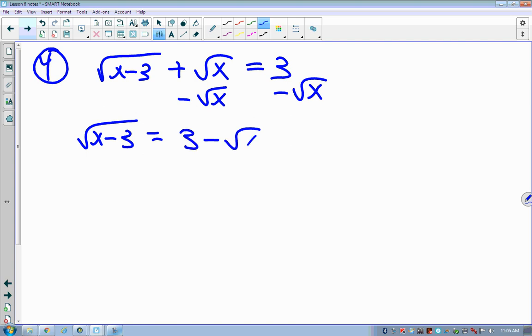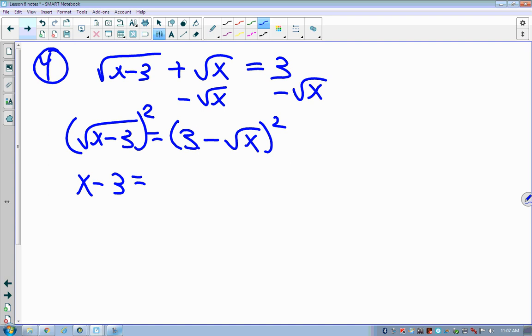3 minus radical x. Now, I still want rid of that square root sign, so what am I going to do to both sides? Square both sides. Now, this is where people will make mistakes. We know that this is going to be x minus 3 over here, but I can guarantee you I know what people are going to do, and they're going to do it wrong. What most people do, I'm going to tell you what you're going to do wrong before you do it. You're going to write 9 plus x. No, 9 minus x. You'd still be wrong.